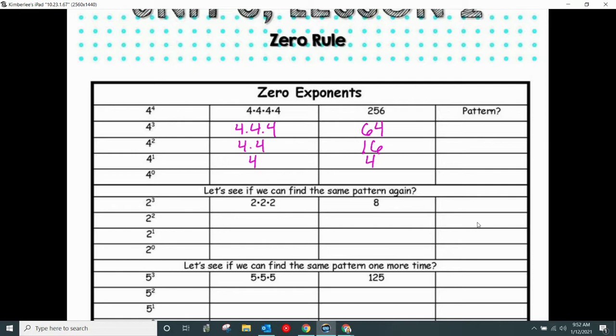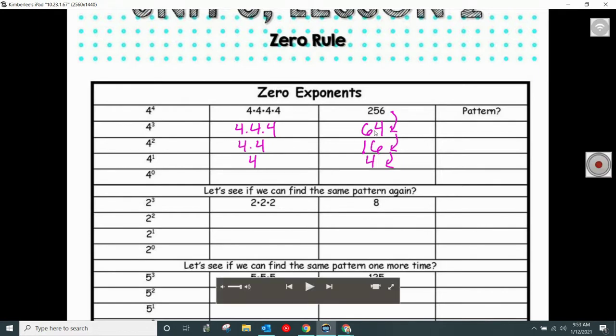So we know when we had 4 to the 4th power, it was 256. When we had 4 cubed, it turned into 64. So what happened there? What we did was we had four 4s that were multiplied, then we had 3, then we had 2, and then we had 1. So I'm looking and seeing, let's see if we can recognize a pattern. What's happening between these numbers? How do you get from 256 down to 64?